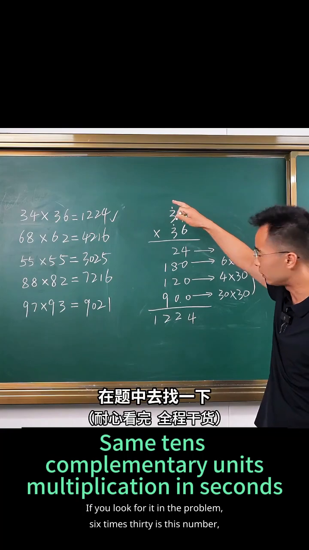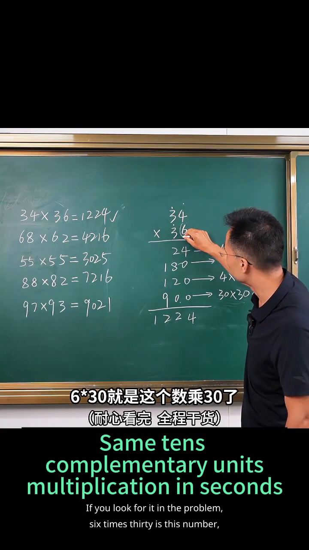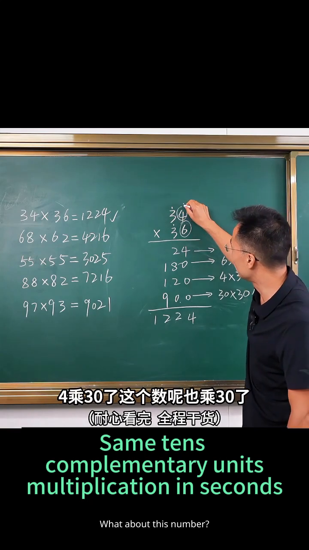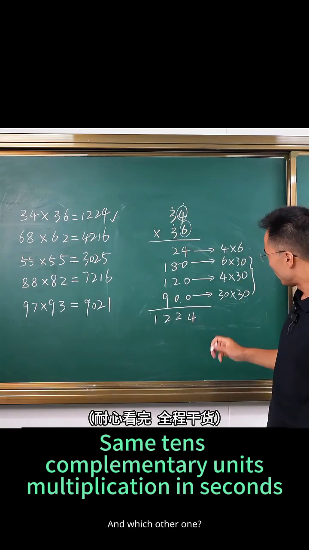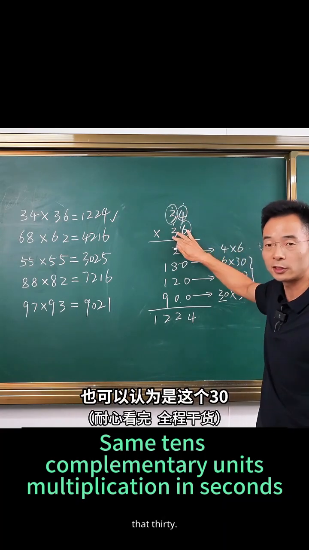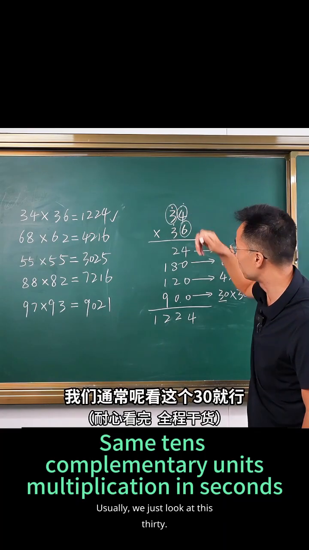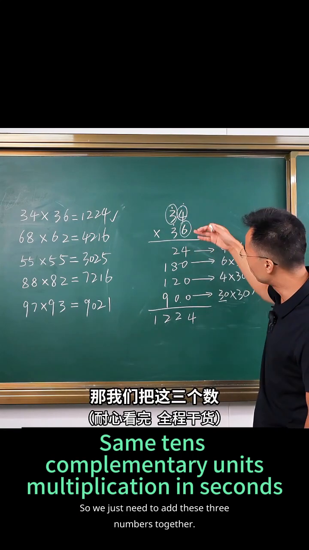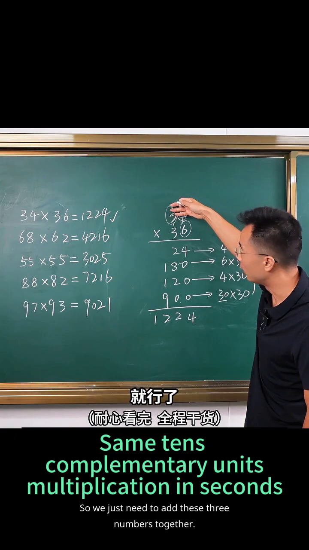If you look for it in the problem, 6 times 30 is this number multiplied by 30. Who else is there? 4 times 30. What about this number? It's also multiplied by 30. And which other one? This 30, you can think of it as this 30 or as that 30. Usually we just look at this 30. These three numbers, they are all multiplied by 30. So we just need to add these three numbers together.